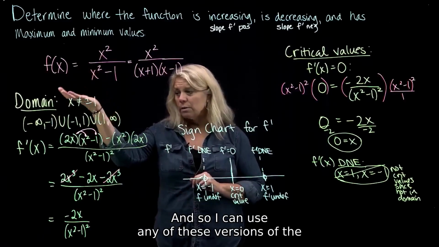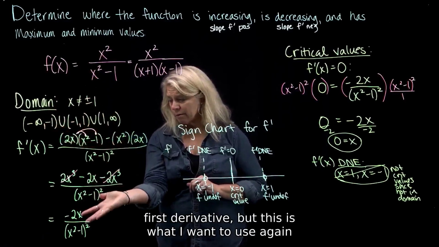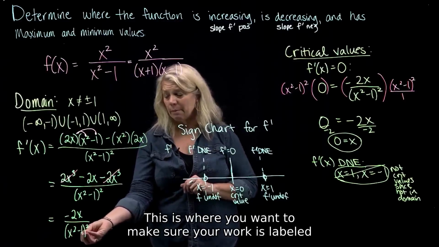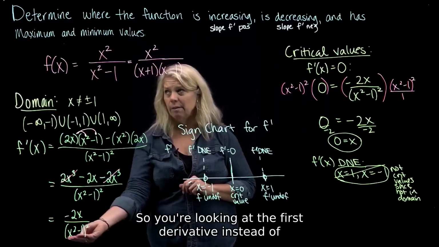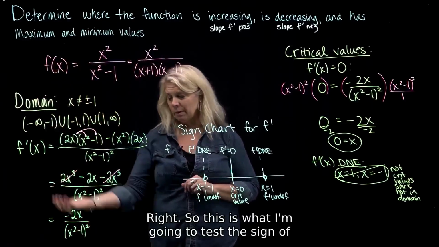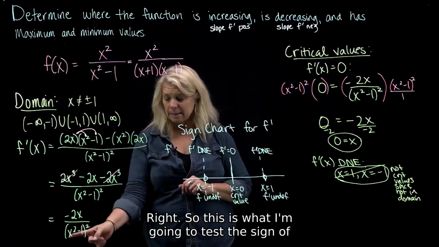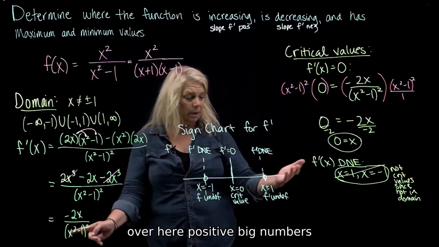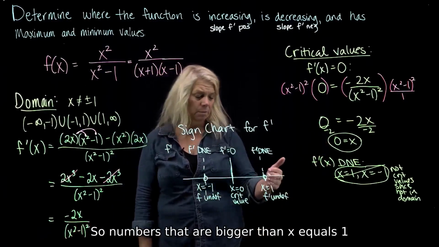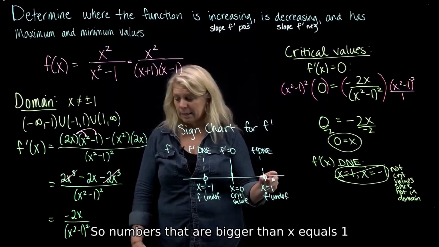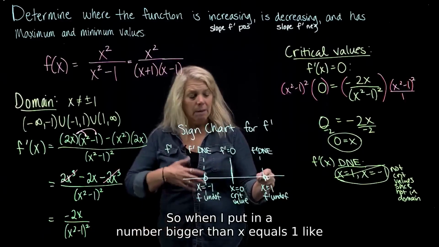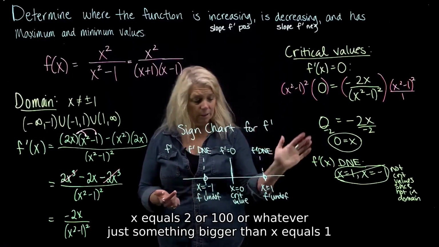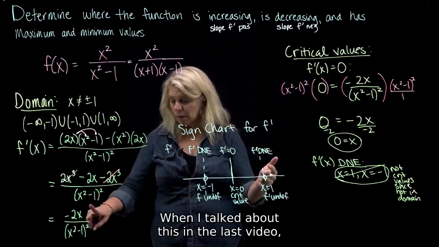And so I can use any of these versions of the first derivative, but this is what I want to use. Again, this is where you want to make sure your work is labeled so that you're looking at the first derivative instead of the original function. Right? So this is what I'm going to test the sign of. Okay, so on this one, I'm going to start with big positive numbers over here, so numbers that are bigger than x equals 1. So when I put in a number bigger than x equals 1, like x equals 2 or 100 or whatever, just something bigger than 1, like 2.